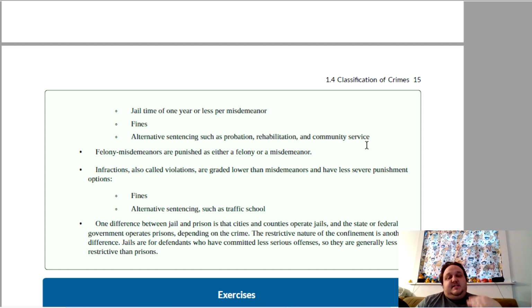And then obviously the lowest level, the least serious, is infractions. These are what's called violations. These are things like traffic tickets, speeding, jaywalking, disturbing the peace.